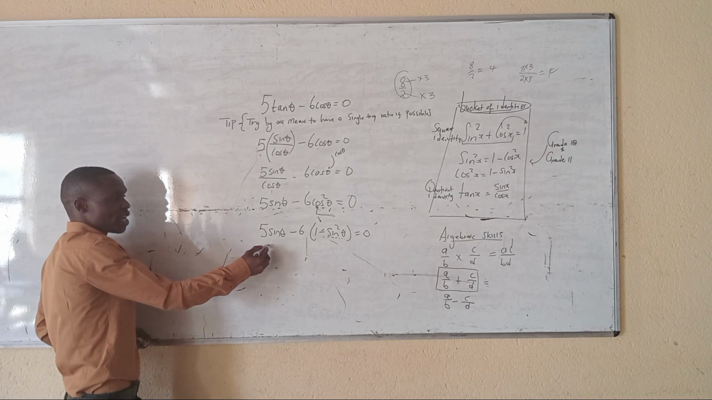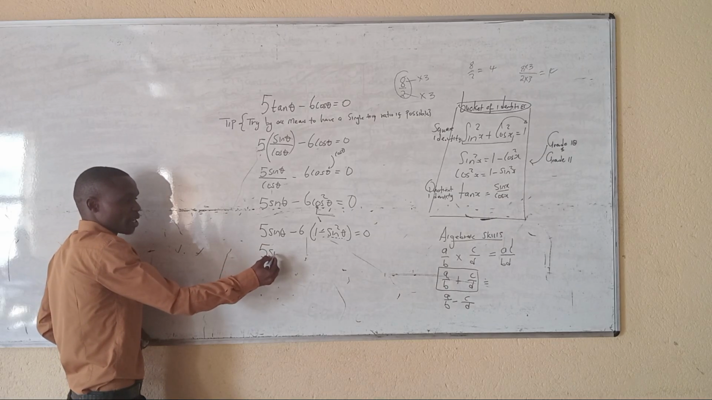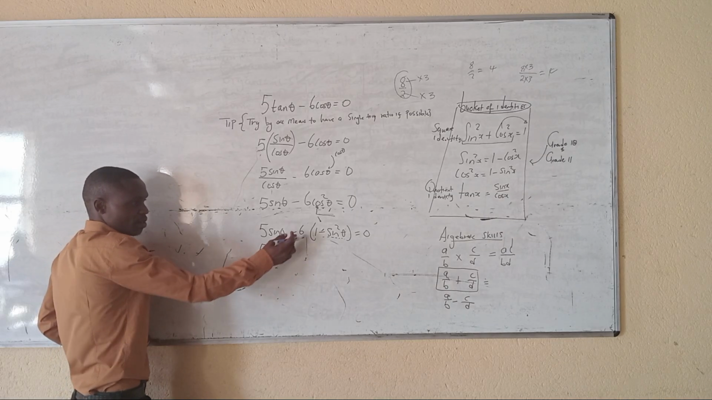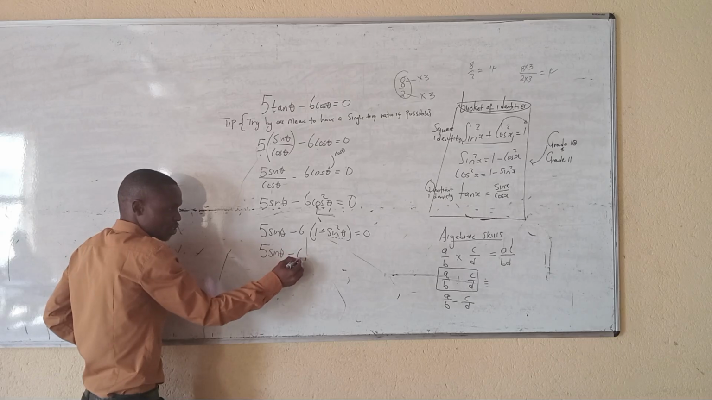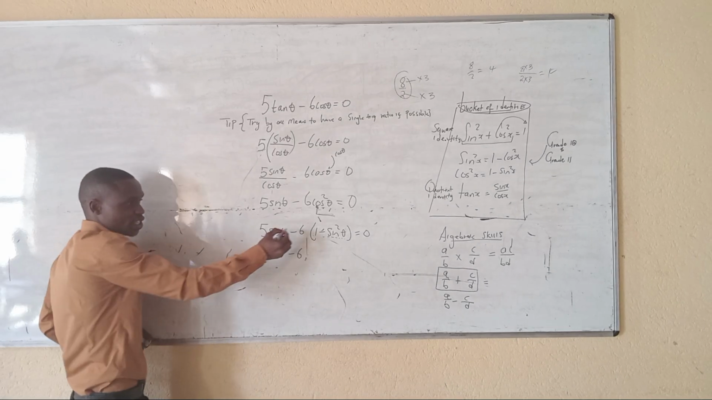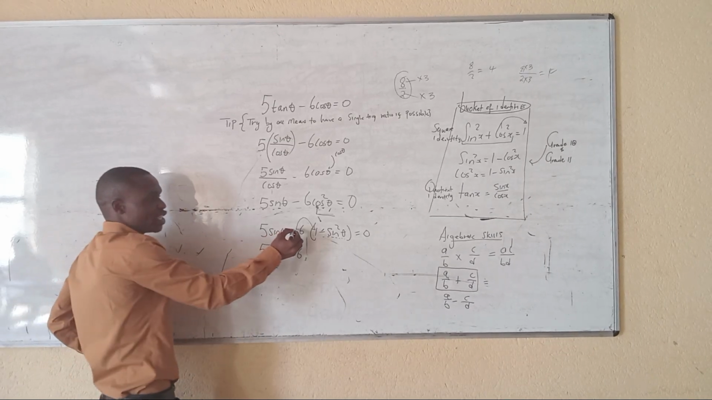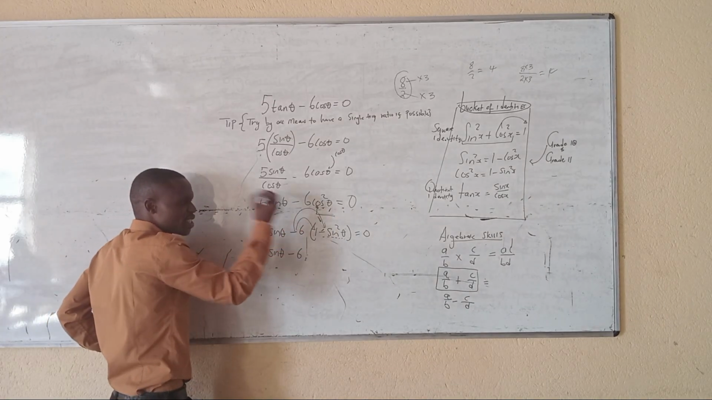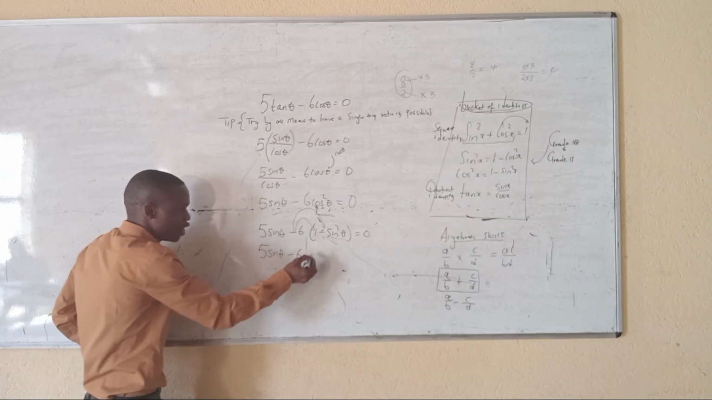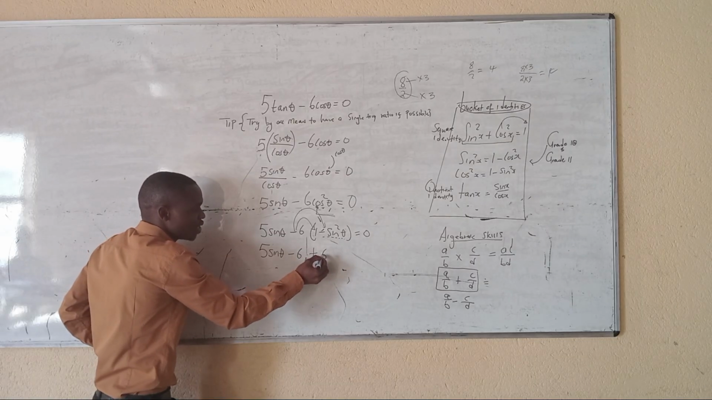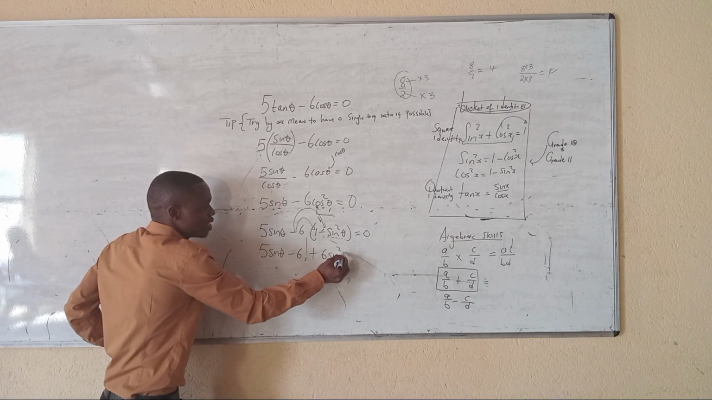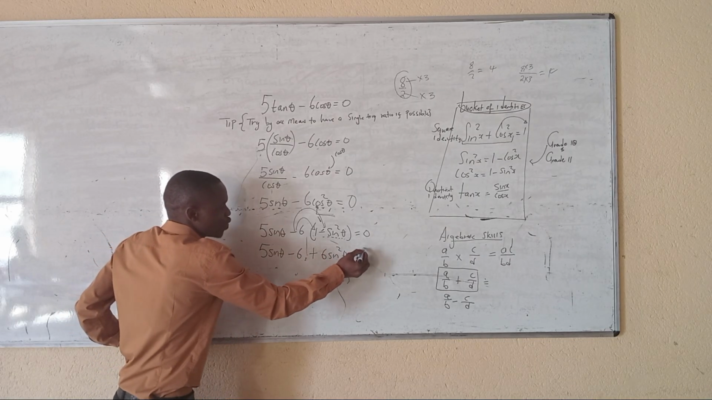Just write with me so that you can practice. 5 sine theta minus 6, distributive law now. Negative 6 times 1 is negative 6. Negative 6 times negative sine squared theta is positive 6 sine squared theta equals 0.